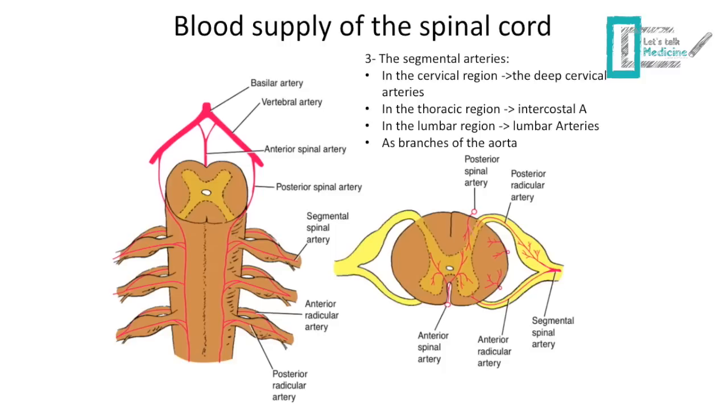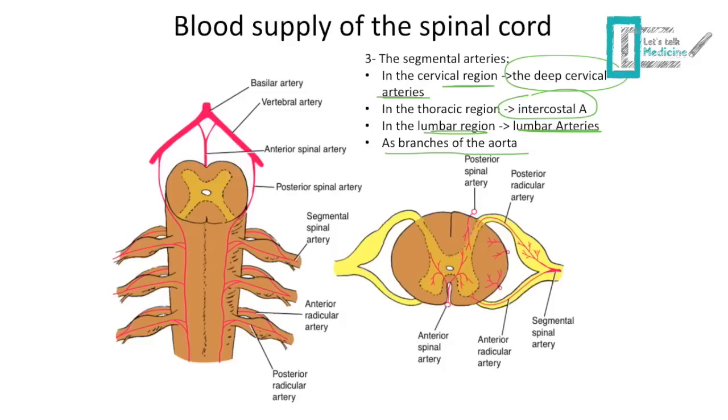Where do those segmental arteries actually originate from? Now, the segmental arteries have different origins depending on which part of the cord we are talking about. So, in the cervical region, the segmental arteries actually come from the deep cervical arteries. In the thoracic, they come from the intercostal arteries. In the lumbar regions, they come from the lumbar arteries. And sometimes they come as direct branches of the aorta itself.